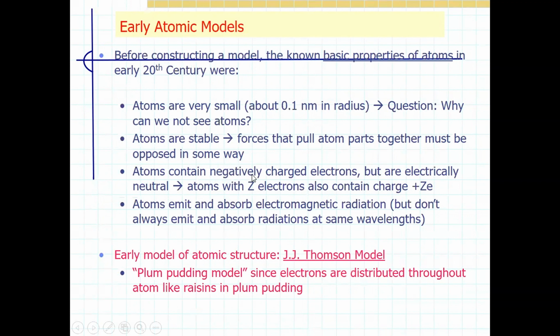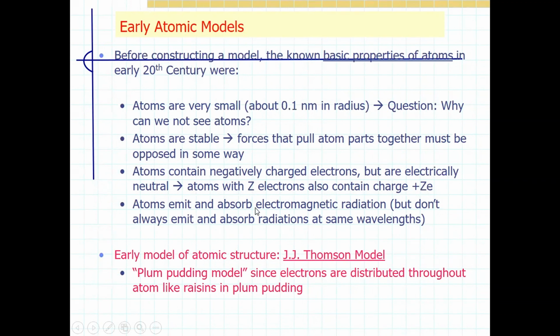Atoms contain no net charge at all, but they contain negatively charged electrons, as J.J. Thomson had told us. So there must be some charge on the rest of the atom, and if it is with the Z electrons, then it must contain plus Z electron charge.